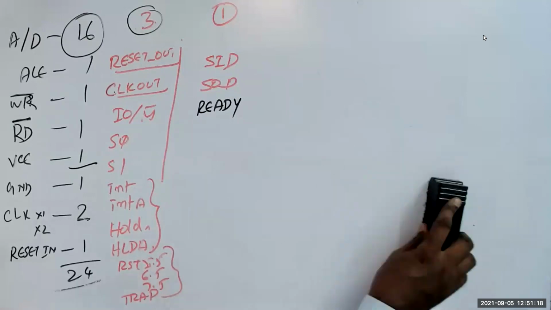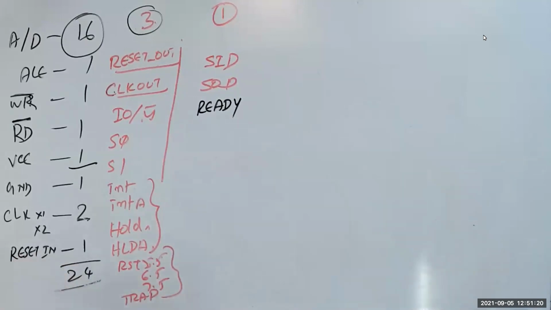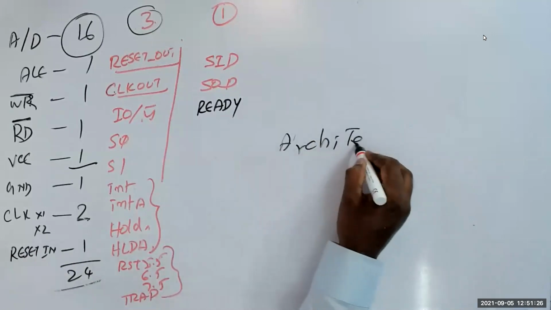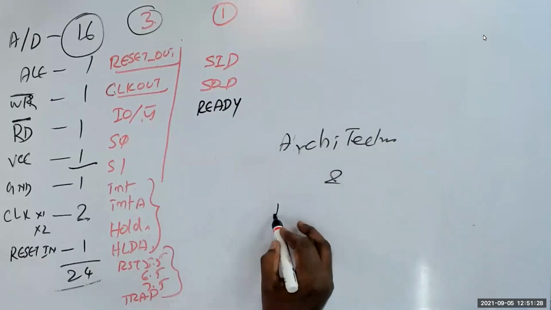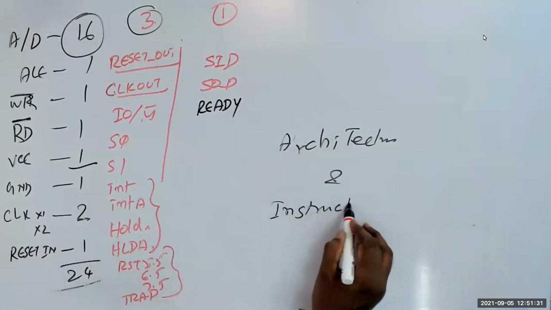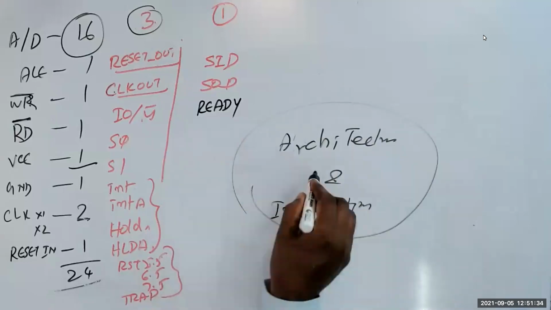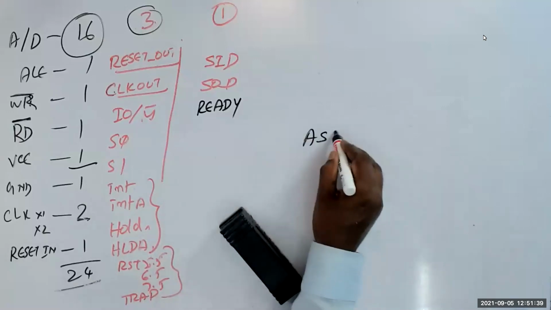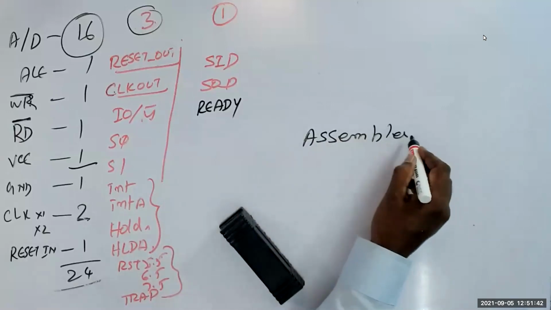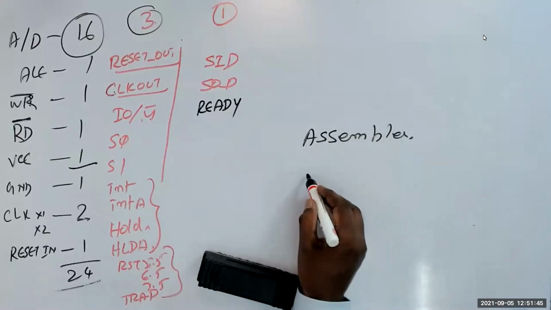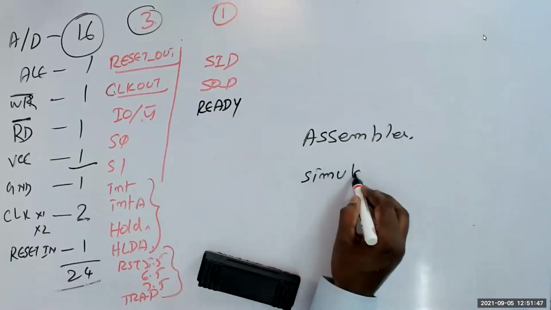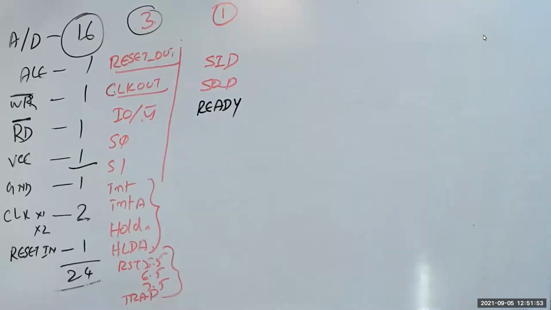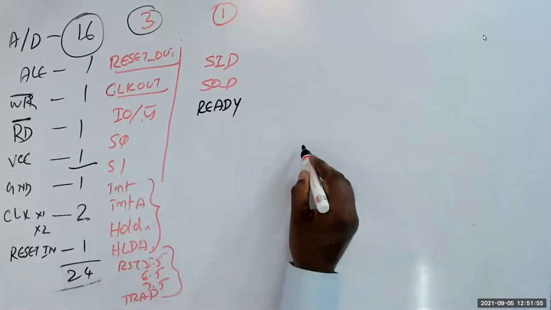Because from next week onwards, we're going to go to the internal architecture and all the instruction execution. As I told you, this is important for us because we are going to write a software called assembler, and we're going to write a software called simulator. We'll be using the simulator for testing the programs and everything.